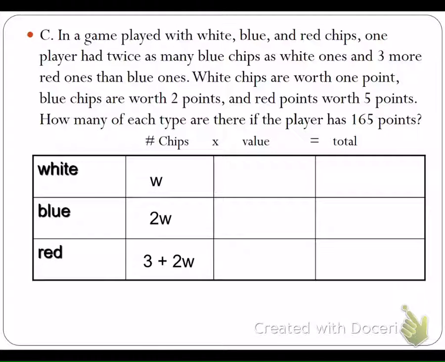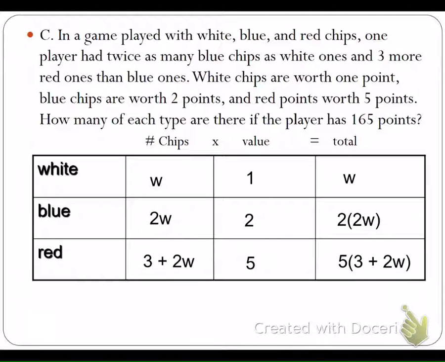I know. All right, how much is a white chip worth? 1 point. 2 points. 3 points. All right, so the total for white would be what? 1W. The total for blue would be what? 2W times 2, which will end up being 4W. I heard someone say 4W. That's absolutely correct.